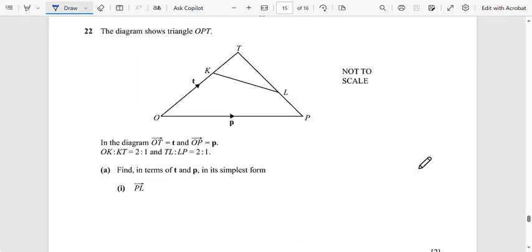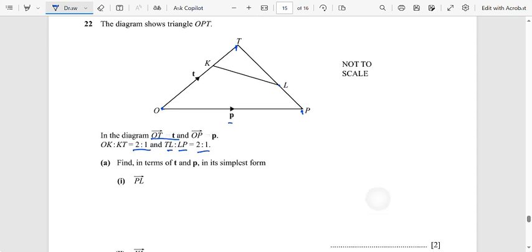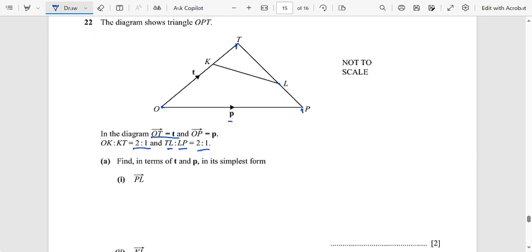Question number 22. The diagram shows the triangle OPT, in which OT is equal to T, so from O to T, that's vector T, and vector OP is equal to P. OK is to KT in the ratio 2:1, and TL is to LP, TL is to LP is 2:1. Find in terms of T and P in its simplest form.